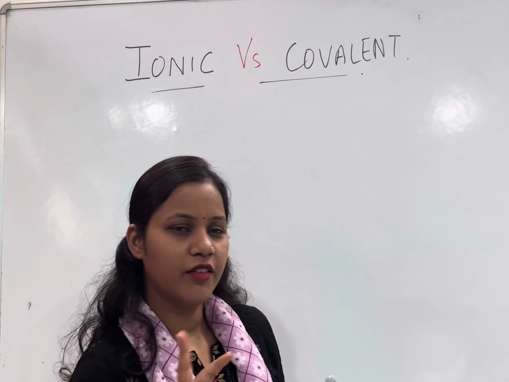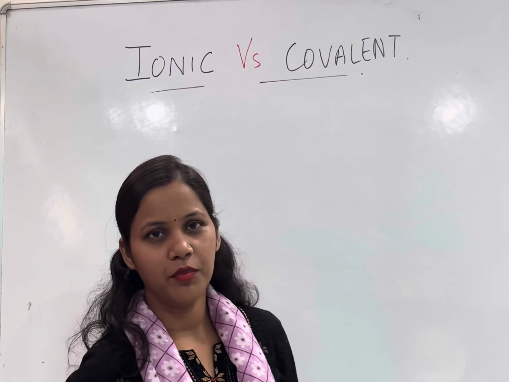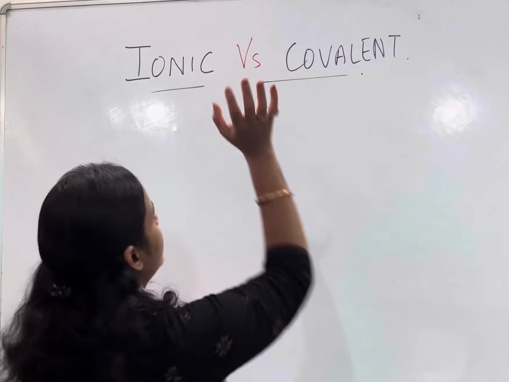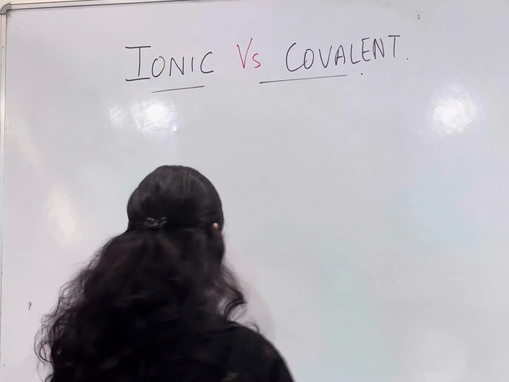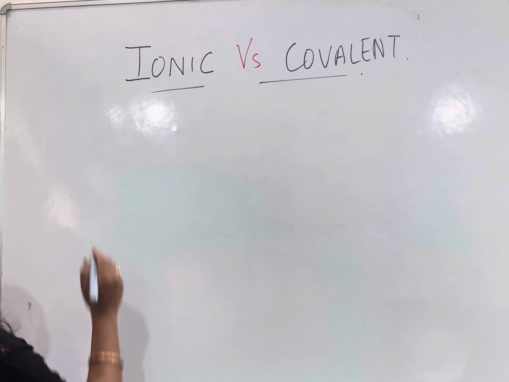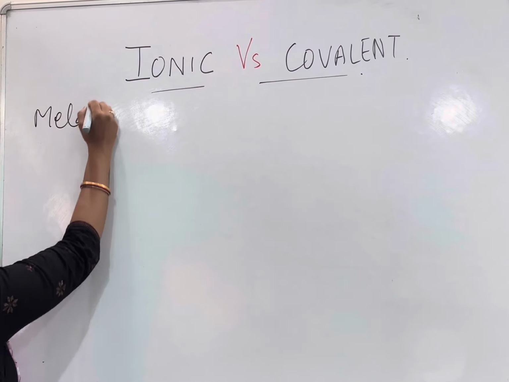Okay, so I told you about two types of friends. One is Ram and Shyam, another is Riya and Priya. Just like that, we have two types of bond, ionic bond and covalent bond. Ionic bond is that bond which exists between metals and non-metals. Okay, and covalent is between two non-metals.